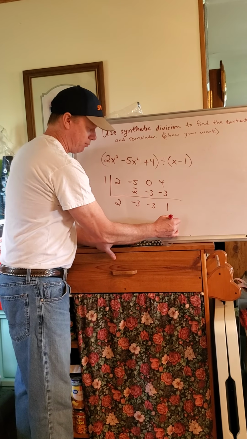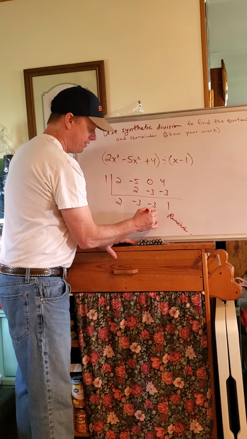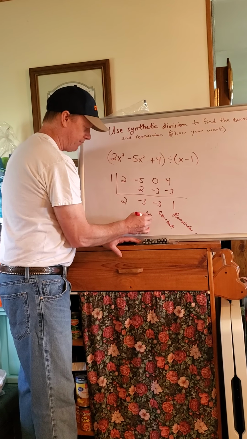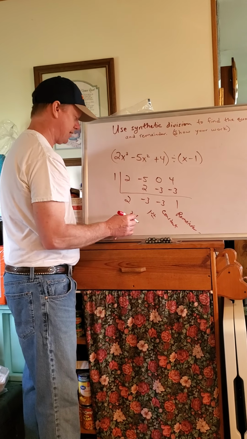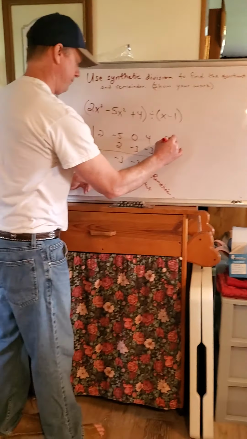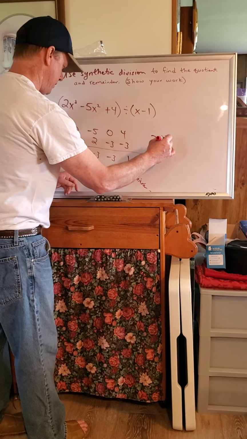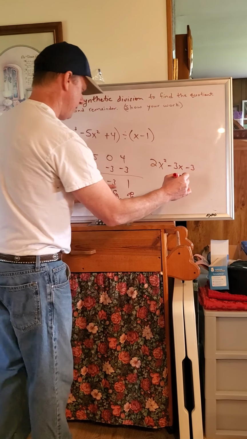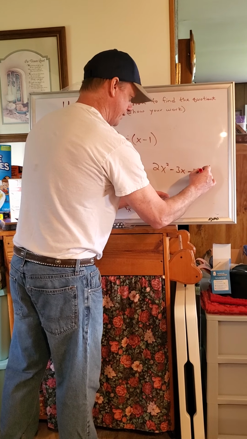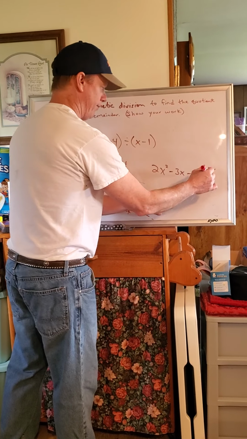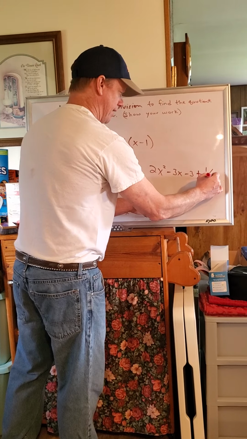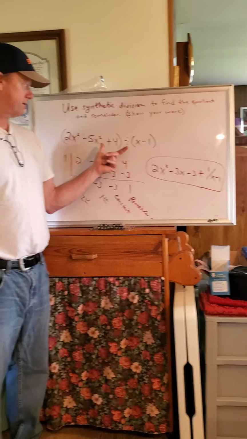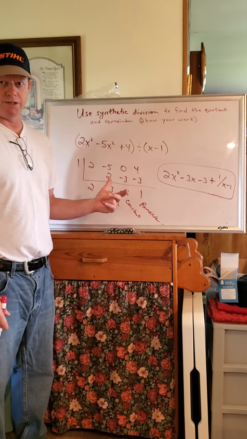This guy on the end will always be a remainder, making this guy the constant, making this guy first coefficient, making this guy second. So my answer to this problem is 2x squared minus 3x minus 3, and then plus 1, that's a remainder, and we're going to put the remainder over what we divided by, and we divided by the factor x minus 1. So this is the answer to this math problem, and we use synthetic division to get the answer.